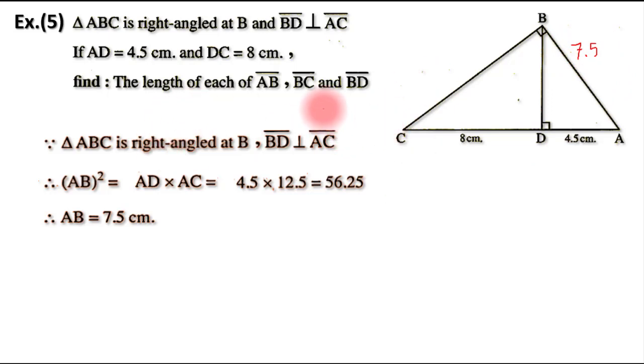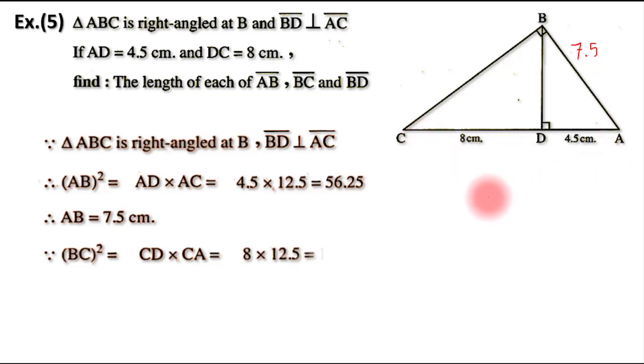Then the length of BC power 2 will equal CD times CA. CD equals 8 and CA equals 12.5, which equals 100. Then the length of BC will equal the square root of 100, which equals 10 centimeters.